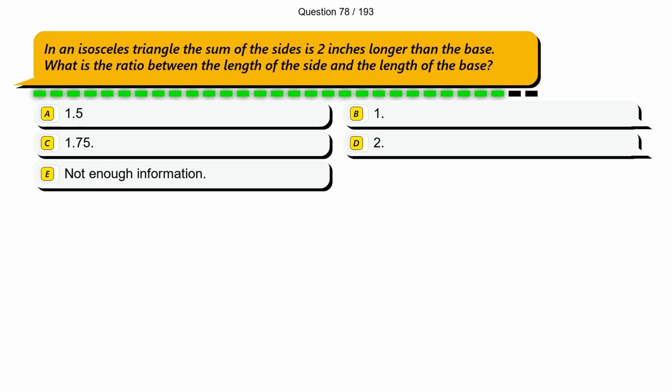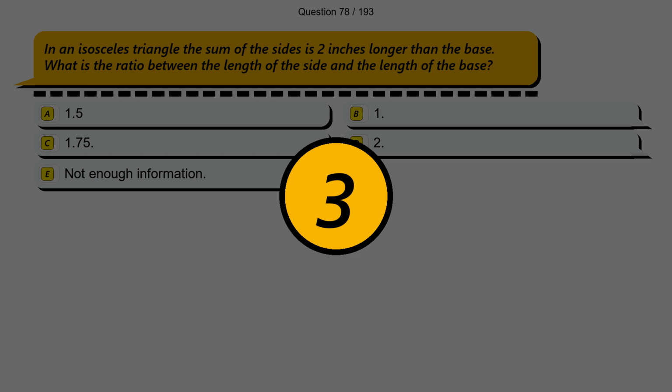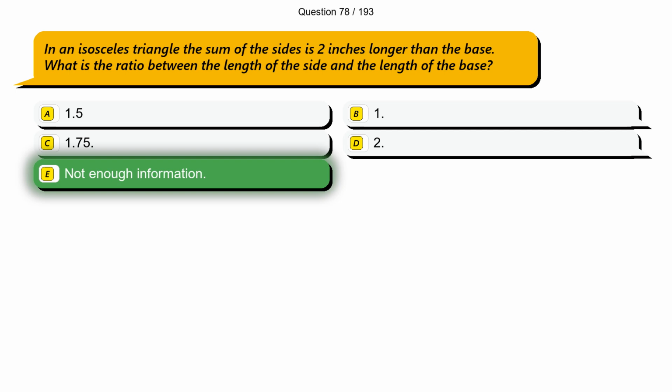Question 78. In an isosceles triangle, the sum of the sides is 2 inches longer than the base. What is the ratio between the length of the side and the length of the base? Option A, 1.5. Option B, 1. Option C, 1.75. Option D, 2. Option E, not enough information. The correct answer is option E, not enough information.